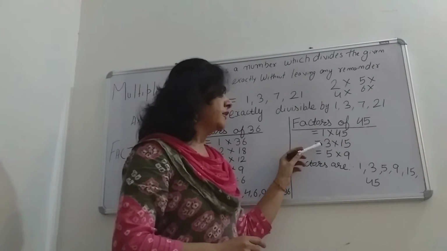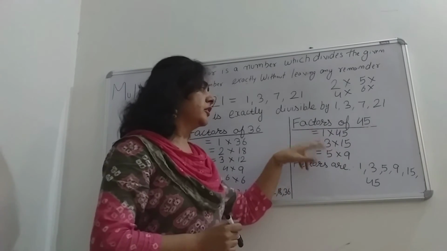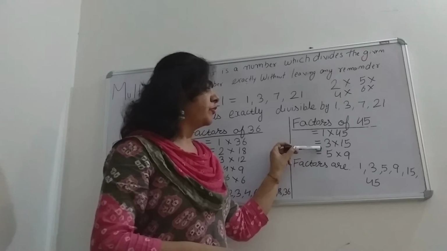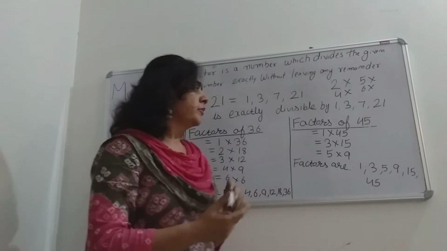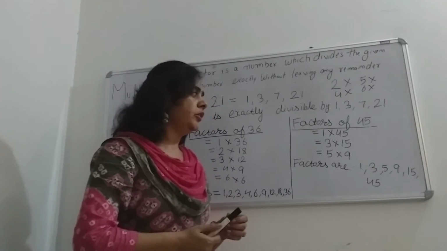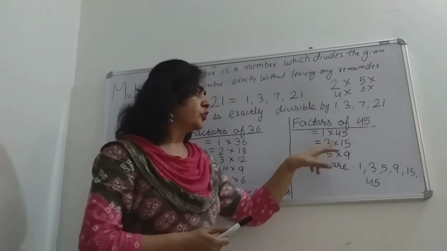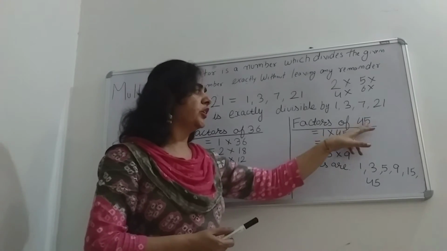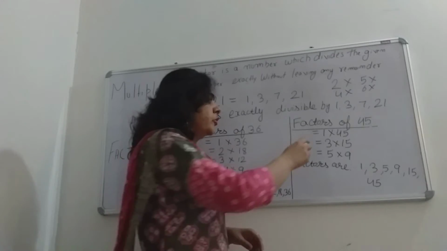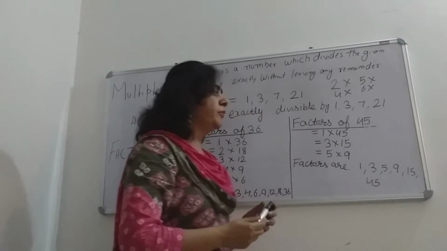So the next number is 3. If we try 3, and divide 45 by 3, then the quotient will be 15. It is completely divisible by 3 and the remainder is 0. So 3 is a factor of 45 and 15 is a factor of 45. So 1, 45, 3 and 15.